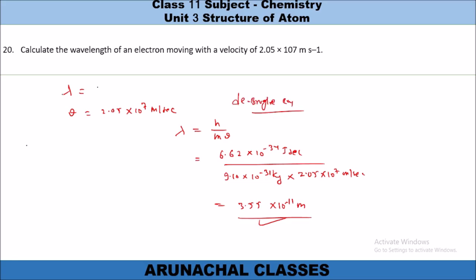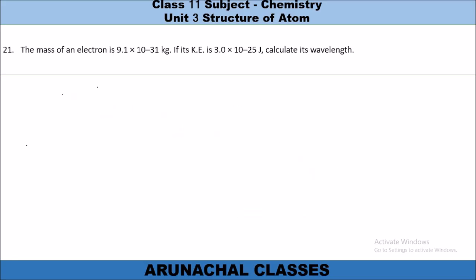Let's go to our question number 21. In question number 21, the mass of electron is given as 9.10 multiplied with 10 power minus 31 kg. And its kinetic energy is also given here, that is 3.0 multiplied with 10 power minus 25 joule. This is the kinetic energy. We have to find the wavelength.